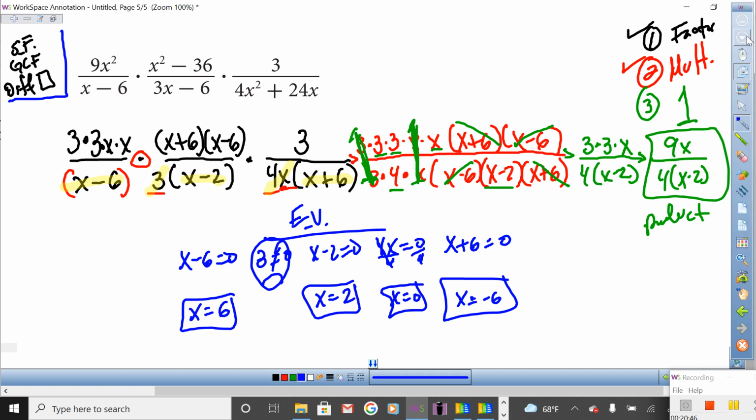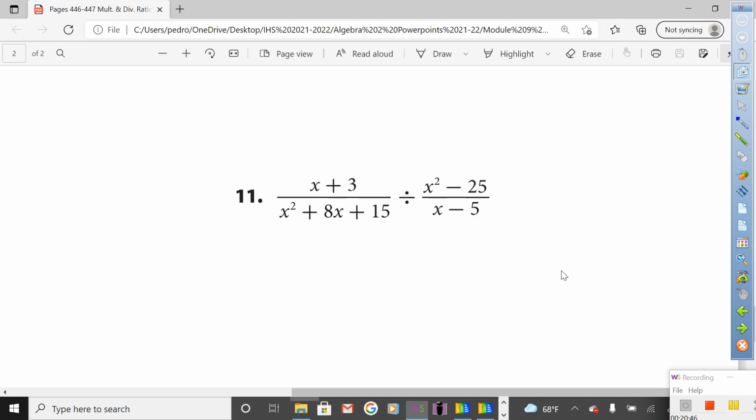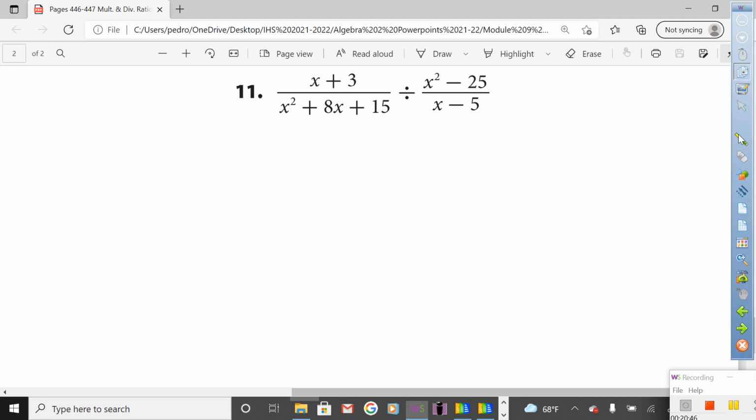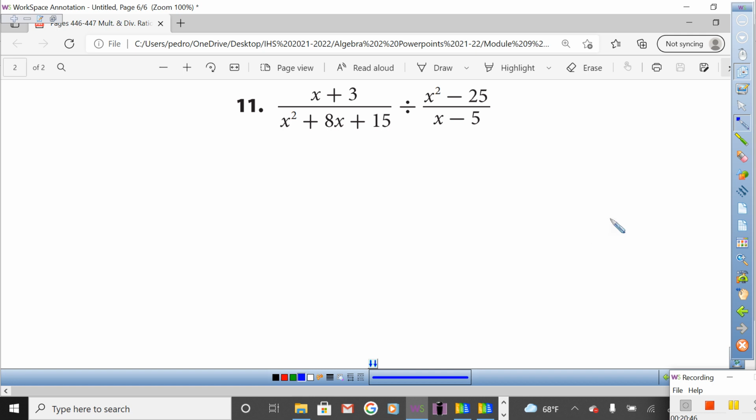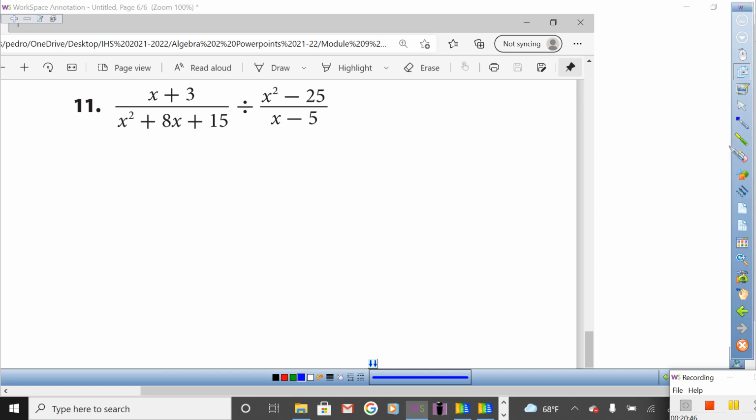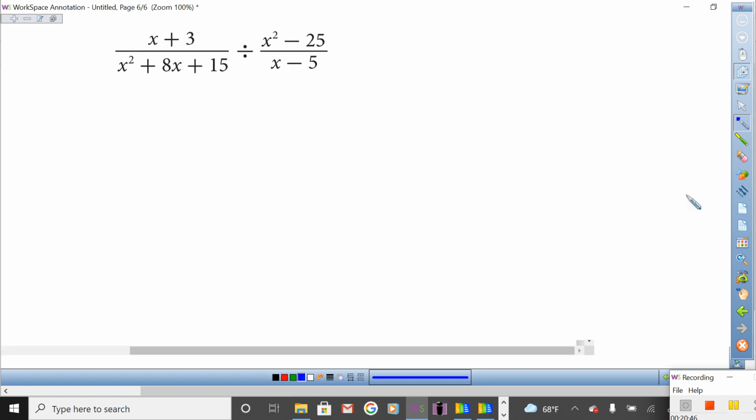Okay? All right, let's move on to division. Oh, yes. Copy this one. Number 11. It reads, x plus 3 over x squared plus 8x plus 15, divided by x squared minus 25 over x minus 5. All right. Well, there it is.